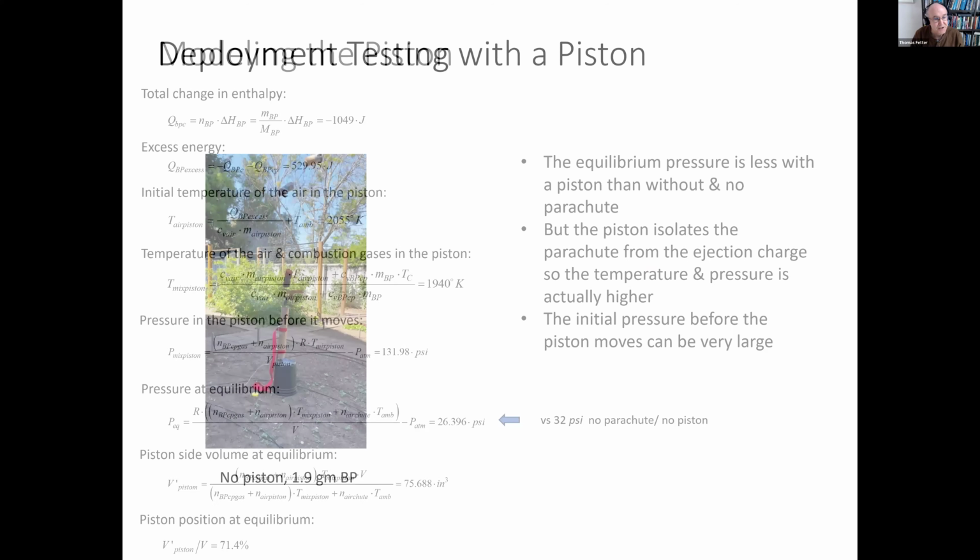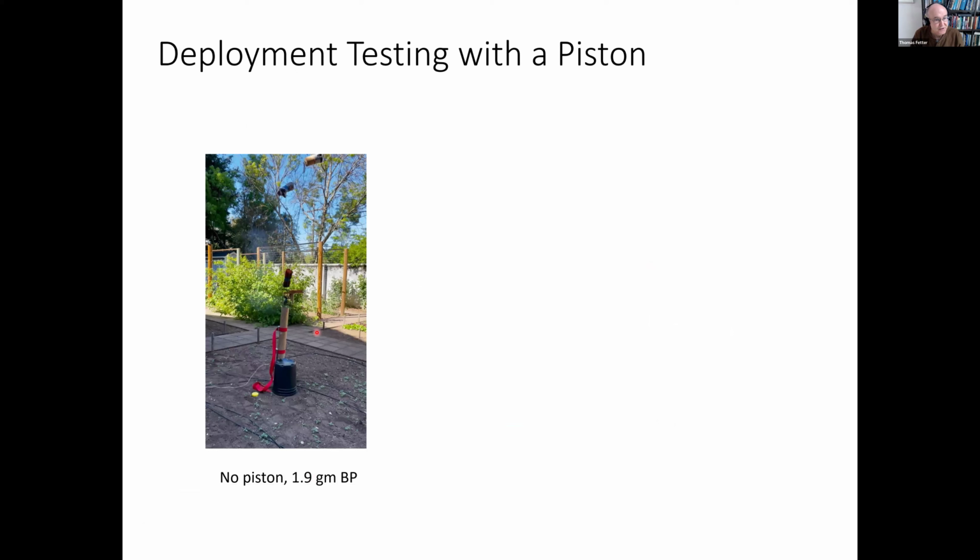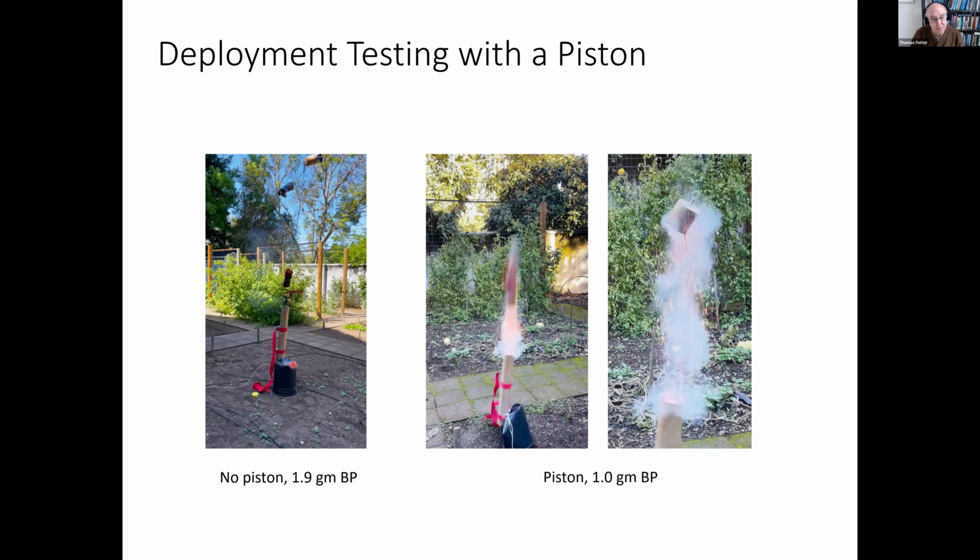And a dramatic demonstration of that is shown in these photographs. First case is the case without a piston. It took 1.9 grams of black powder in this particular deployment fixture to deploy the parachute energetically. But when we add the piston to that chamber, it only takes a gram of black powder to get that same energetic deployment. But you can just see the temperature of the gases as they exit the tube when the piston is in place.